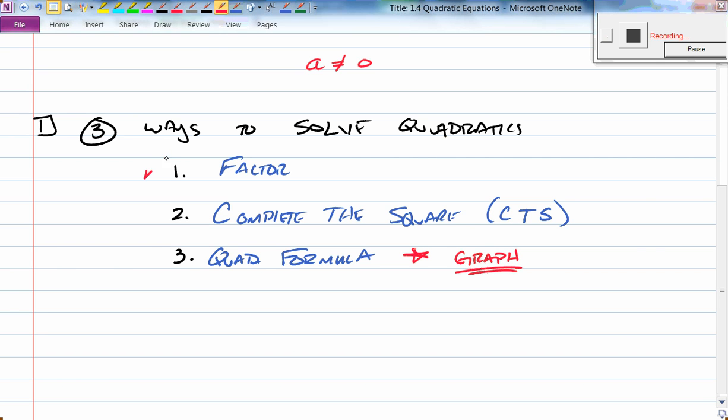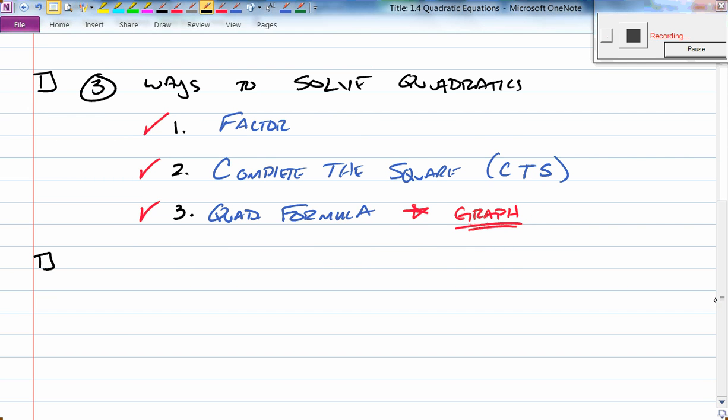I would like you to approach this in this way. If it just says solve the quadratic and they don't give you a specific direction set, try and factor first. If you can't, move on to complete the square if your leading coefficient is 1. If that doesn't work, then just go straight to the quadratic formula. Quadratic formula works every single time. Okay? Let's first talk about the idea of solving a quadratic by factoring.